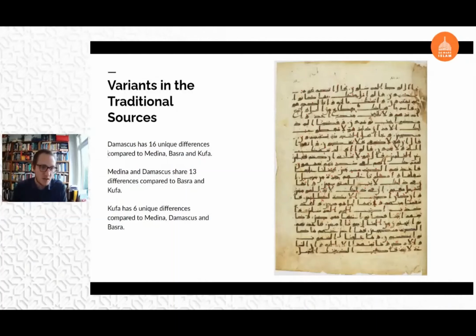Because what we see is that there are 16 unique differences where the Damascus manuscript is different from Medina, Basra, and Kufa. Then there are 13 differences where Medina and Damascus cluster together, and Basra and Kufa cluster together. Finally, Kufa has 6 unique differences compared to Medina, Damascus, and Basra. So it's on its own against these other 3. Now, what Cook noticed, this is the same Michael Cook who in the 70s still thought that the Quran was composed maybe 200 years later, by the way.